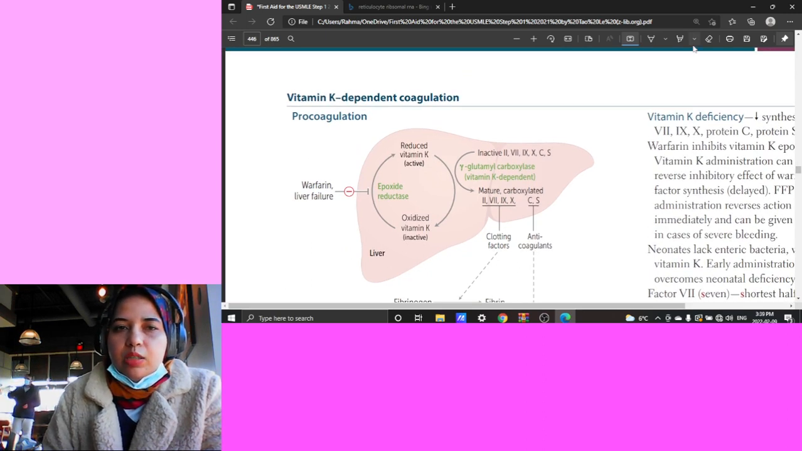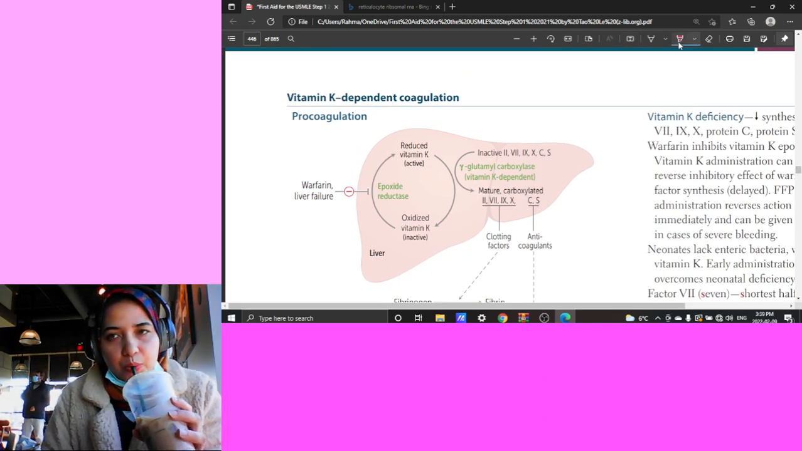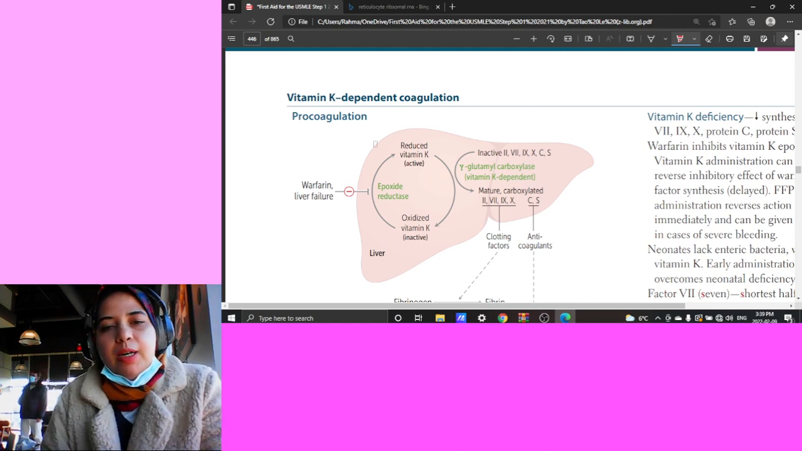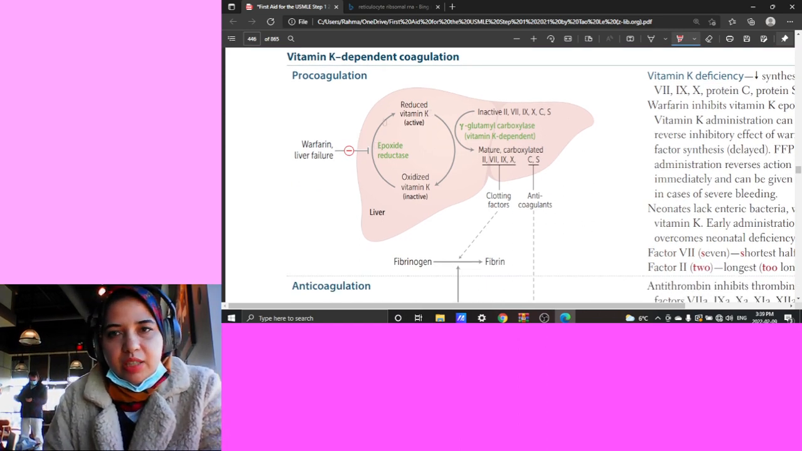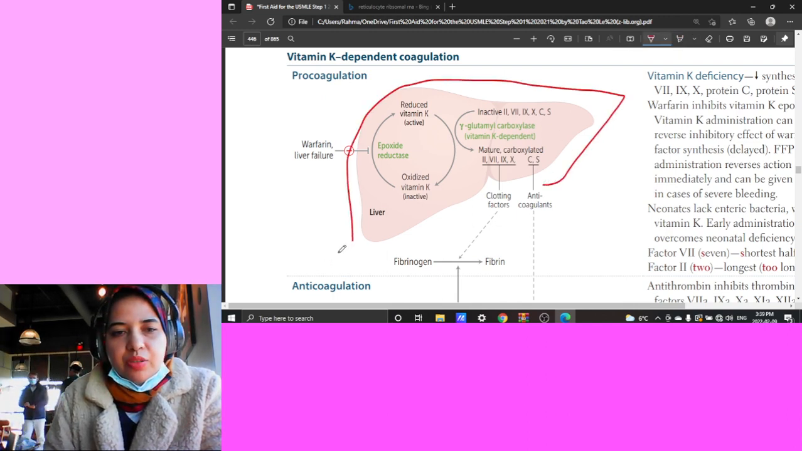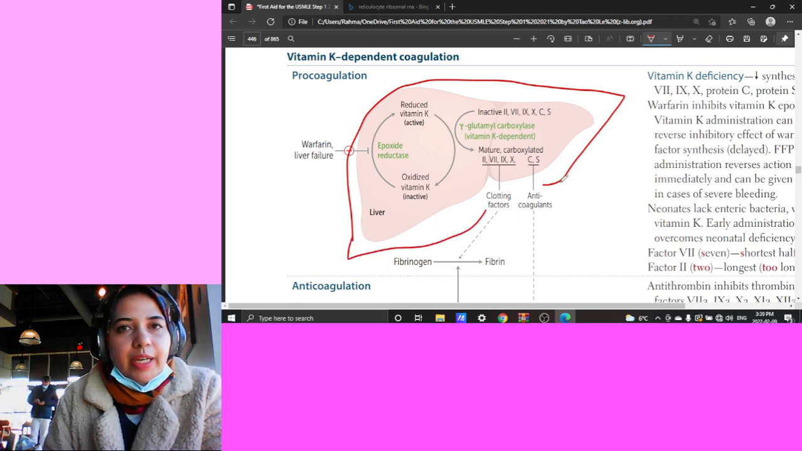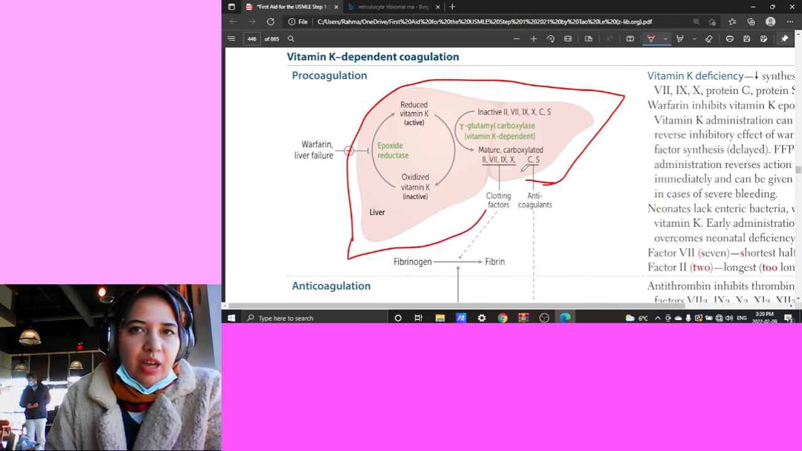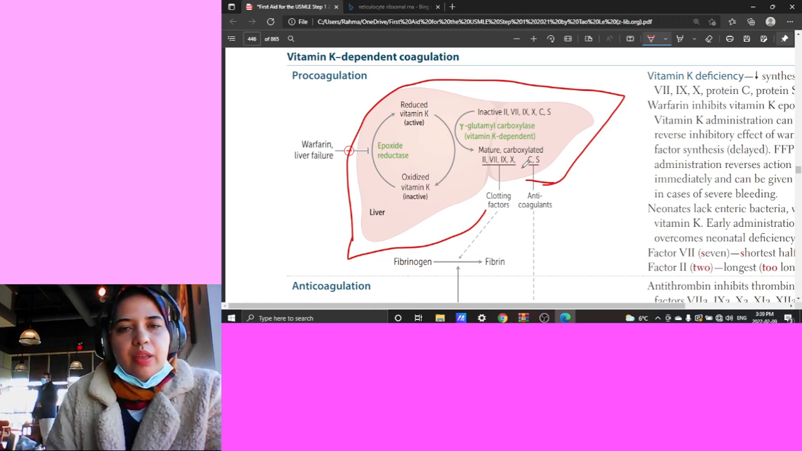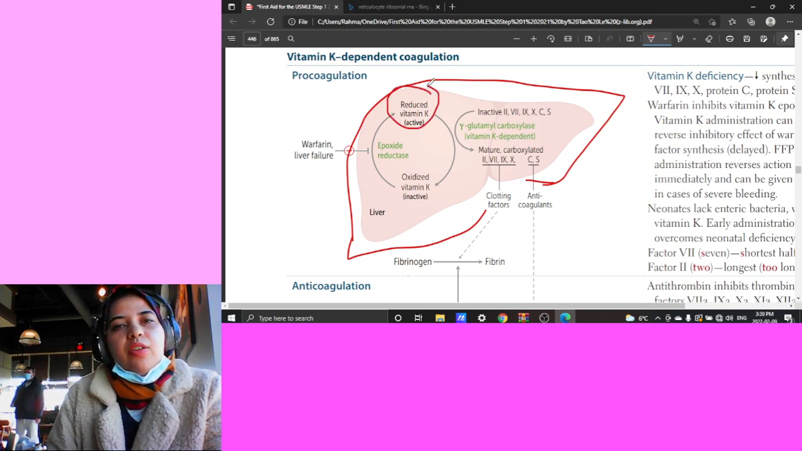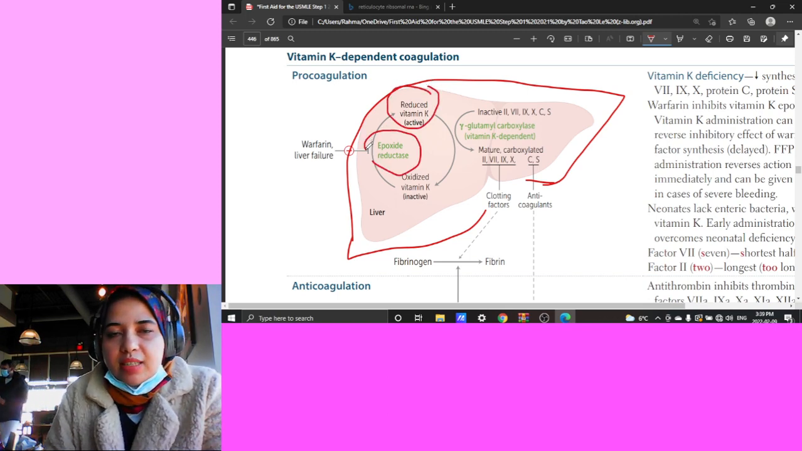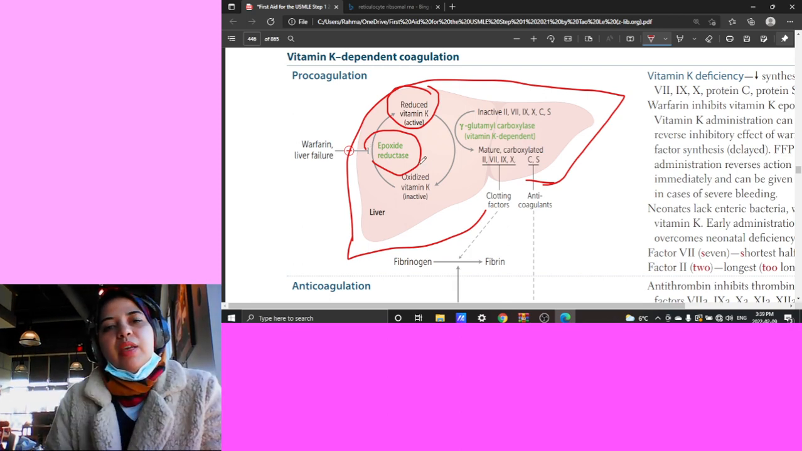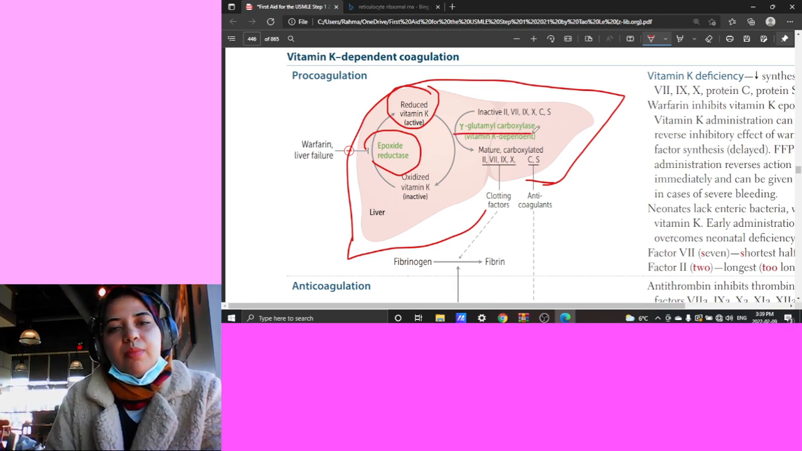Next, you have vitamin K dependent coagulation. Vitamin K is formed in the liver. That's important to know. So you might get questions where you have a patient who's an alcoholic who drinks a bottle of wine every single day, and they might ask you what effect this will have on the coagulation pathway. You want a reduced form of vitamin K, and you get that reduced form from an epoxide reductase enzyme. The reduced vitamin K is used in the gamma glutamyl carboxylation of these vitamin K-dependent clotting factors.